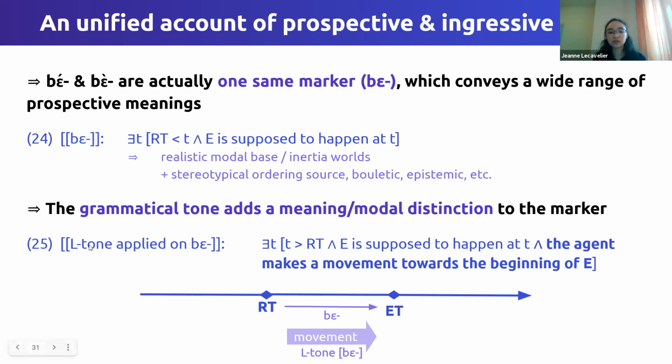So if you apply the low tone on B, well, in my view, it's the low tone that is applied on B, because I think by default, the high tone is the default on B, especially since it can convey a wider range of meanings. So when you apply the low tone on B, you make another distinction and you say that the agent makes a movement toward the beginning of the event.